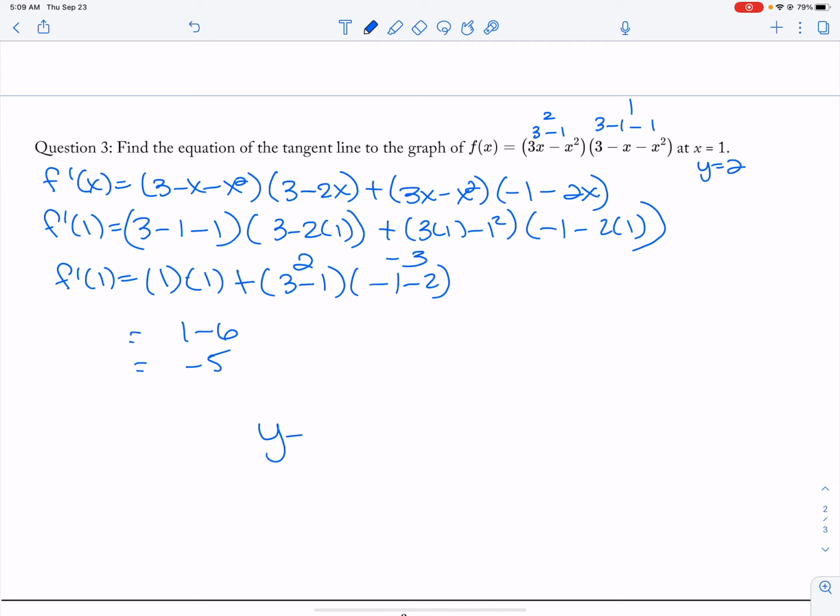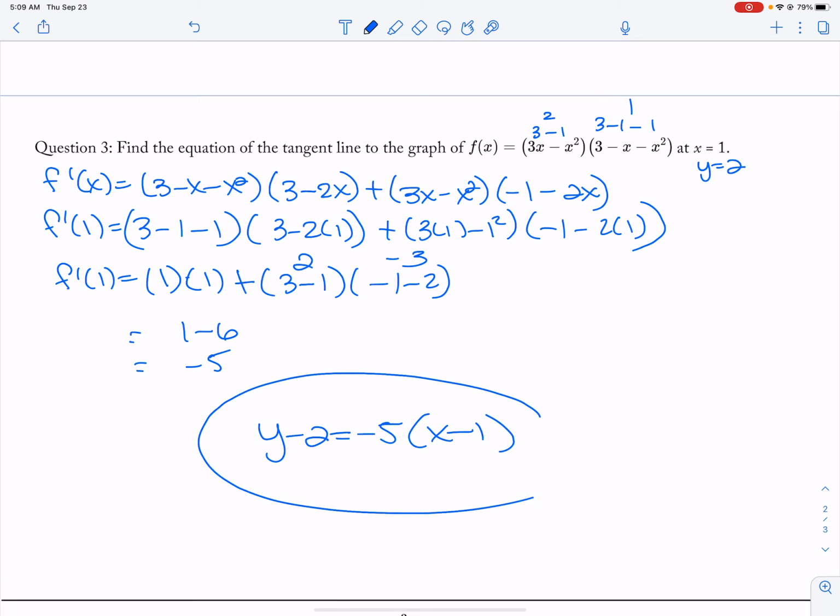So then y minus 2 is equal to negative 5 times x minus 1. 3, 4, nobody else. All right, and that's it for this problem set.